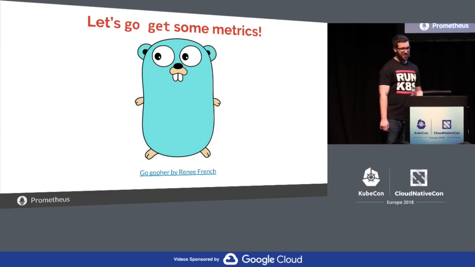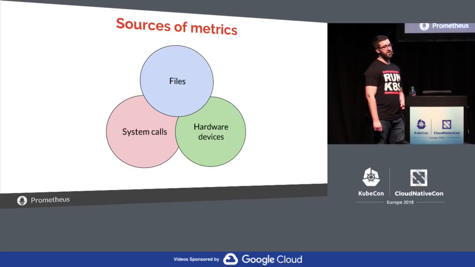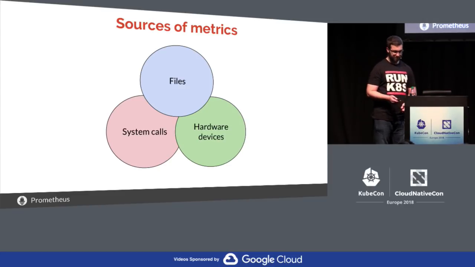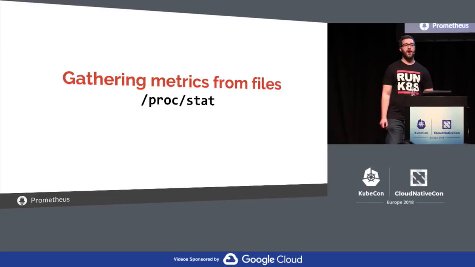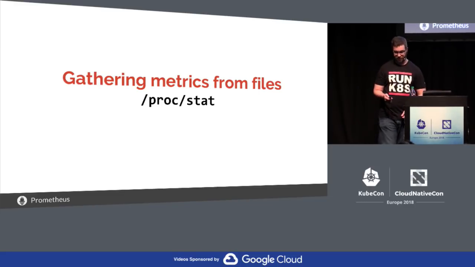With that being said, let's go get some metrics. Some of the sources of metrics we're going to talk about today include files, hardware devices, and system calls. And there's definitely some overlap between the three. To start, let's talk about files. In particular, gathering metrics from procstat on Linux.